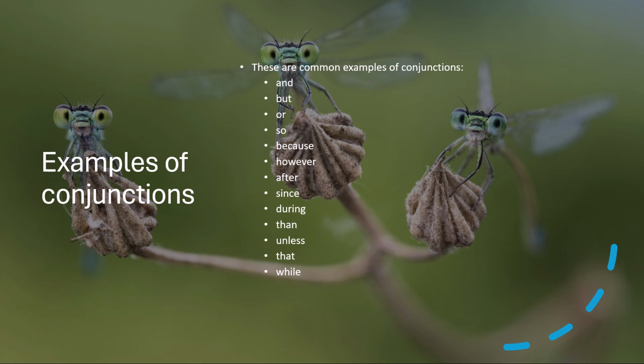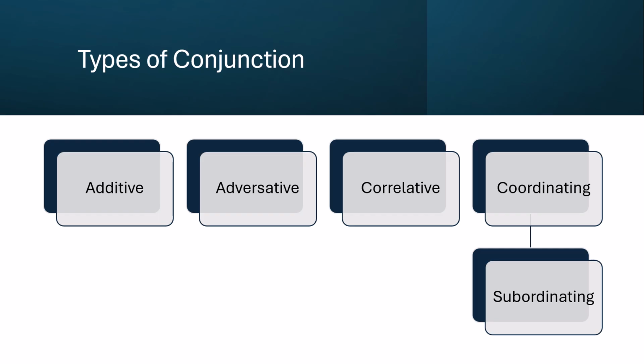Now these are common examples, like I said. So let's look at the common examples of the conjunction that we have: and, but, or, so, because, however, after, since, during, than, unless, that, while. These are very common examples I'm sure that you always use in your words. So let's look at the types, how we can break them down into different types, so that you know what type we're actually using. We have the additive, the adversative, the correlative, the coordinating, and the subordinating.